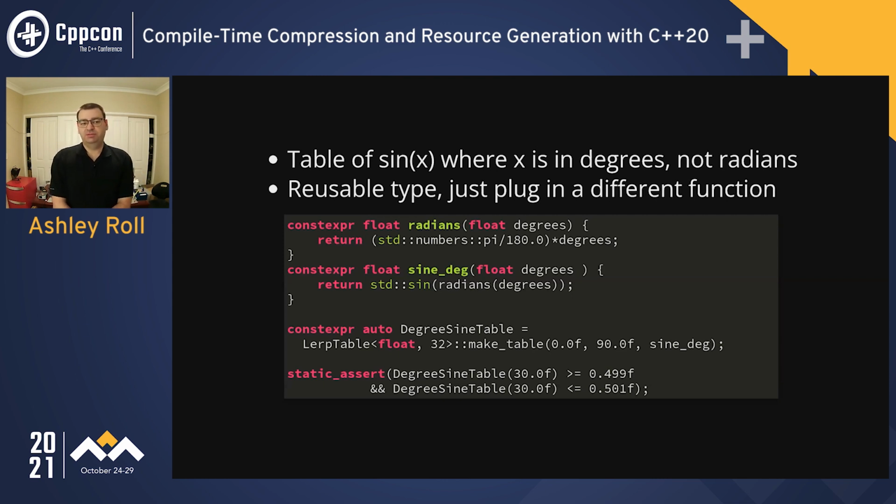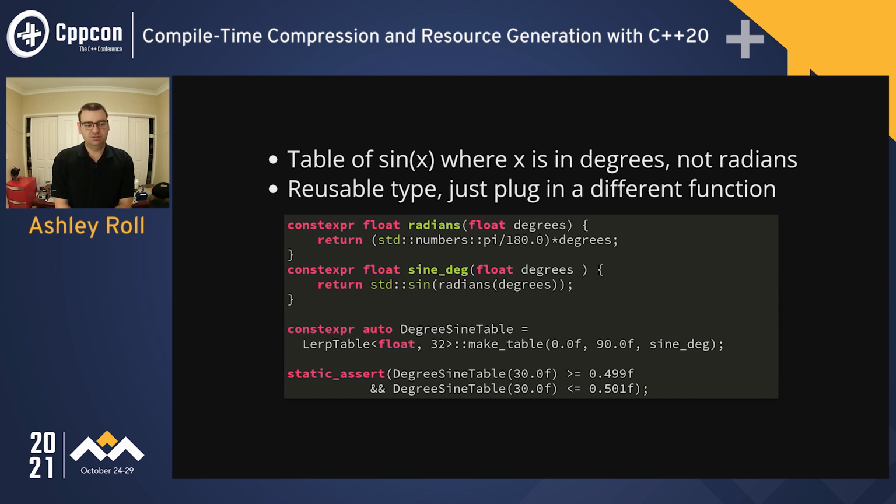So we're going to try and build a simple lookup table that's going to calculate sine for us based on degrees, not radians, just because. So we can set up code that looks something like this. We can have a function that converts degrees to radians. Again, it's constexpr. We create a function, call it sine degree, that takes degrees and returns the sine of it.